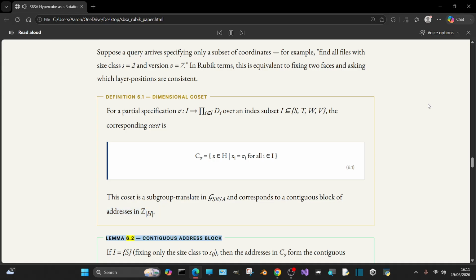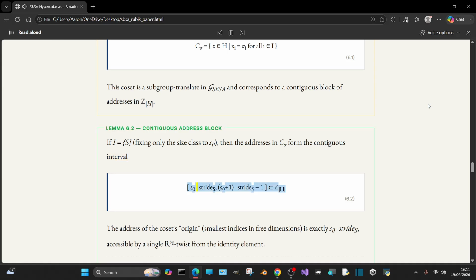Lemma 6.2, contiguous address block. If I equals {S}, fixing only the size class to S0, then the addresses in C form the contiguous interval [S0 × stride_S, (S0 + 1) × stride_S) ⊂ H. The address of the coset's origin, the smallest indices in free dimensions, is exactly S0 × stride_S, accessible by a single R_S^S0 twist from the identity element.